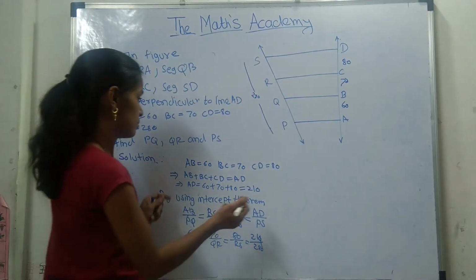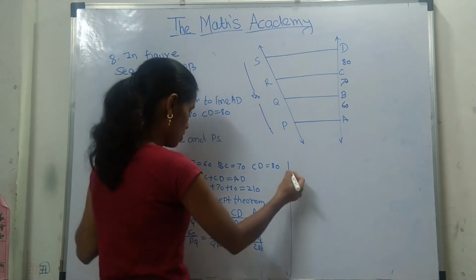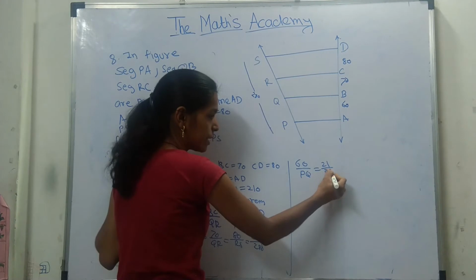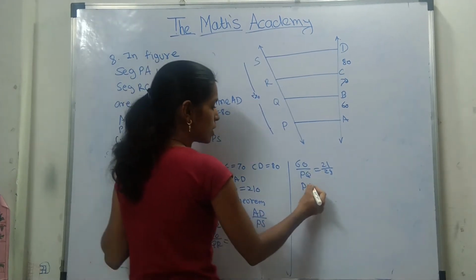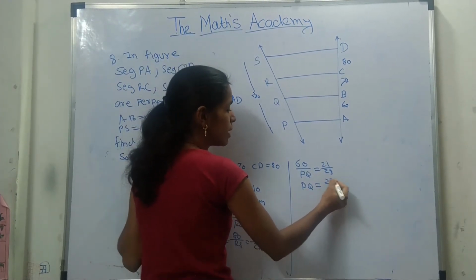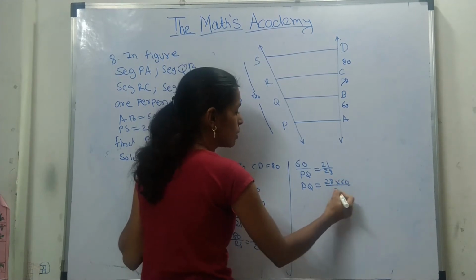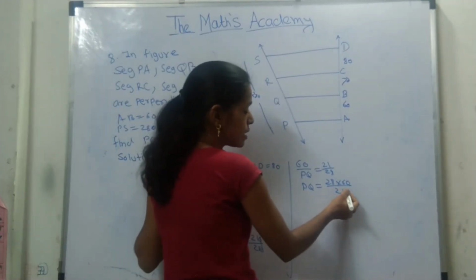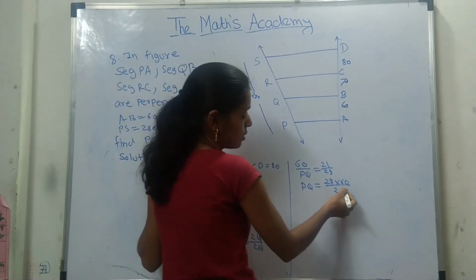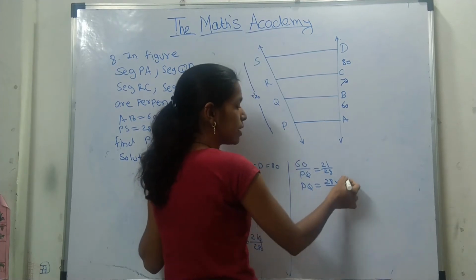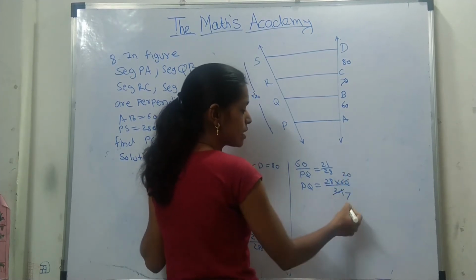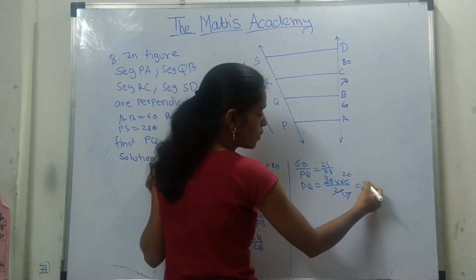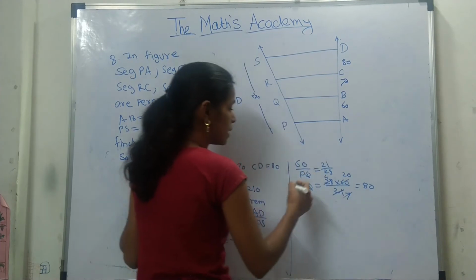Okay, so 60 upon PQ is equal to 21 upon 28. By cross multiplication, you will get 28 multiplied by 60 upon 21. Solve this to get the value of PQ. We know that this is divisible by 3. 3 sevens are 21 and 3 twenties are 60. 7 fours are 28. So if you multiply this, you will get 80. So PQ is 80 units.